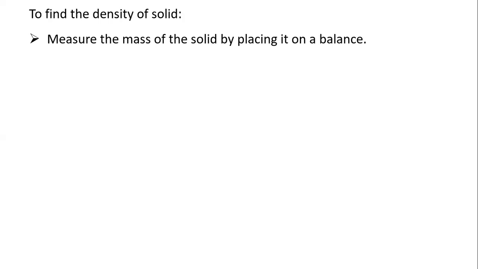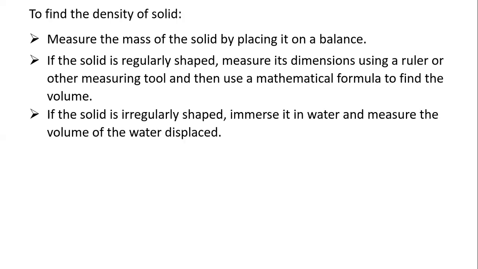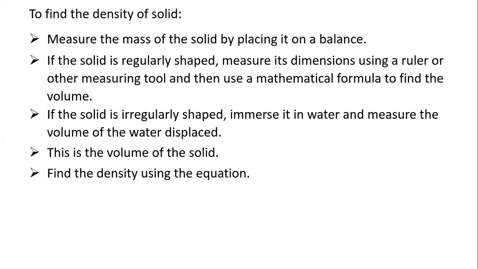To find the density of a solid, we see the steps. Measure the mass of the solid by placing it on a balance. If the solid is regularly shaped, measure its dimensions using a ruler or other measuring tool, and then use a mathematical formula to find the volume. If the solid is irregular in shape, immerse it in water and measure the volume of the water displaced. This is the volume of the solid. Then find the density using the equation.